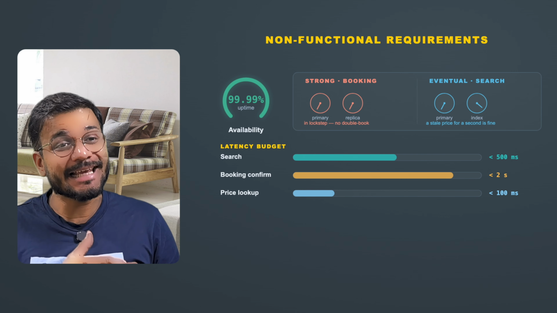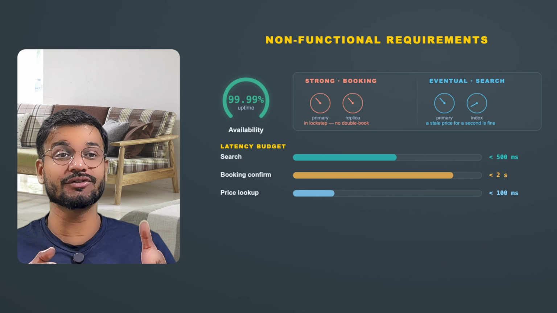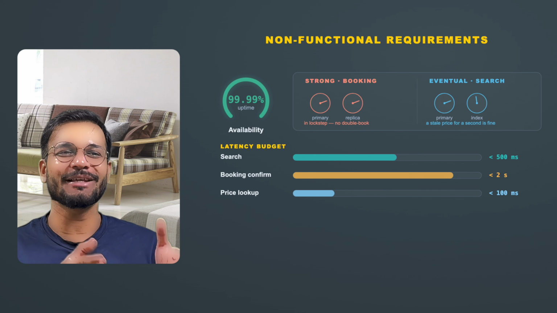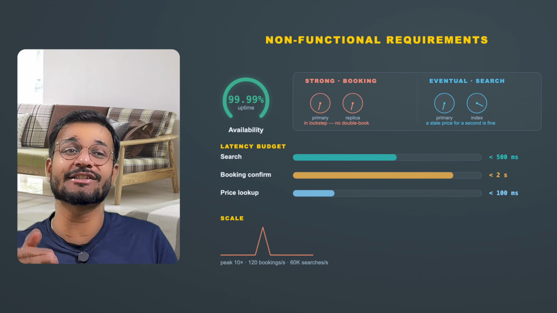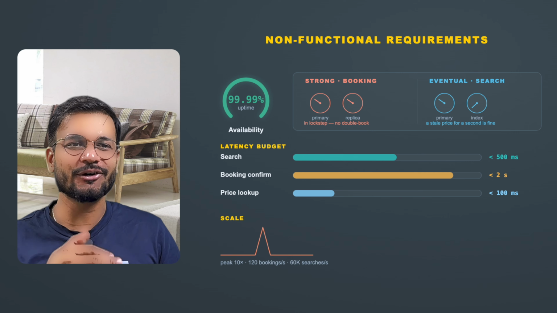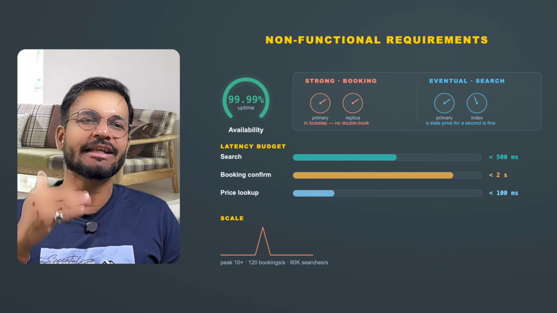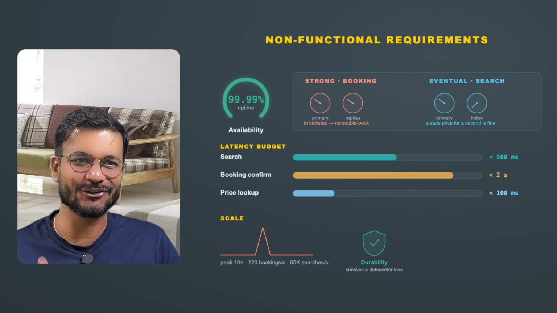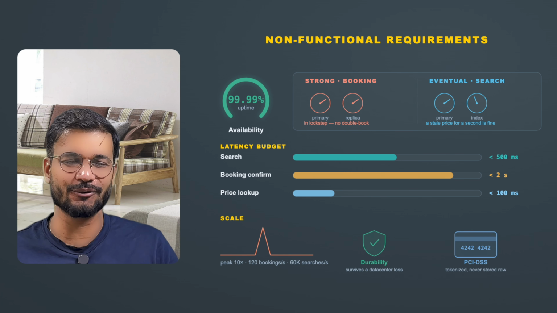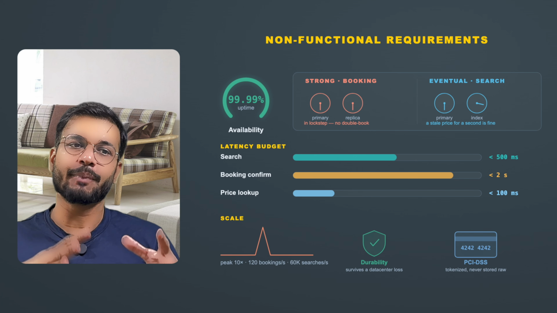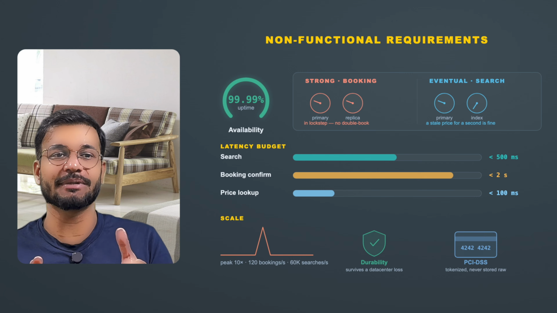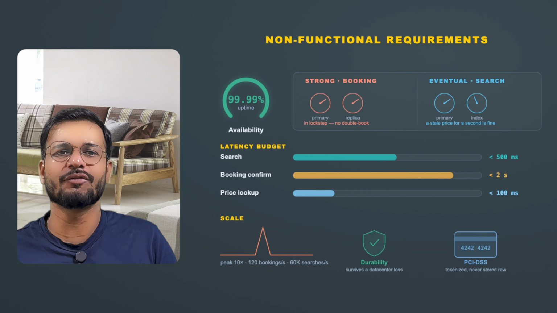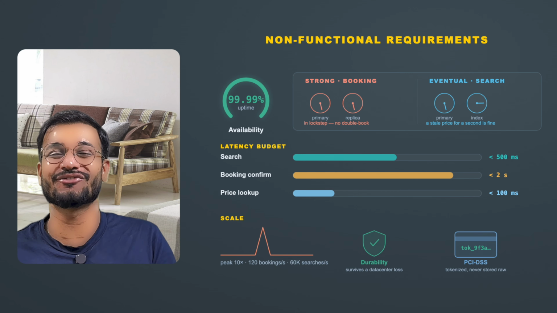Then we talk about scalability. Expedia handles over 3 million bookings per day. During peak holiday season, the traffic spikes 10x. We need horizontal scalability at every layer. Then durability: a confirmed booking must never be lost, not even if a data center goes down. Then security. Payment card data must be PCI DSS compliant. We never store raw card numbers, we tokenize them.